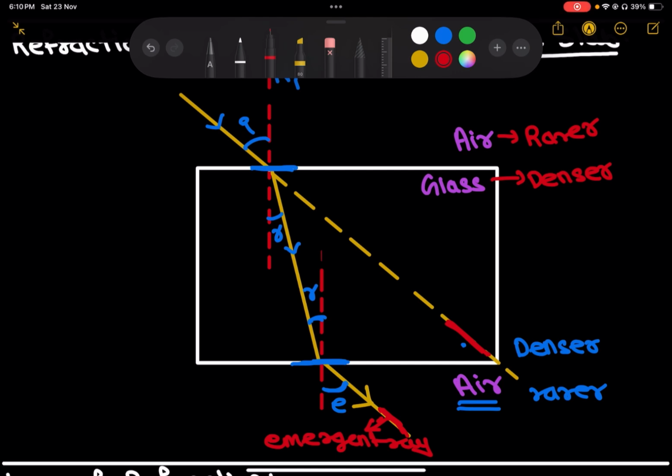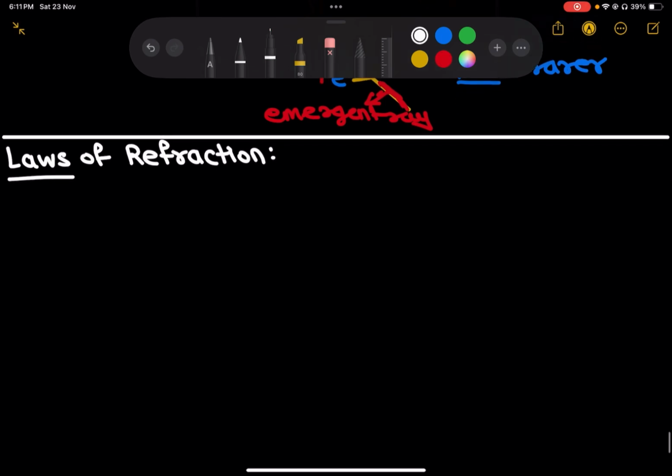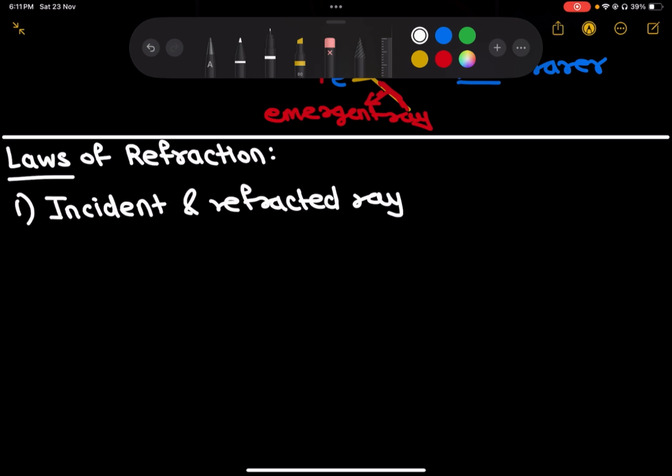Now we'll move on to the laws of refraction. There are two laws. The first one is the same as the first law of reflection. The first law states that the incident ray, the refracted ray, and the normal to the interface of the two transparent media at the point of incidence all lie in the same plane.